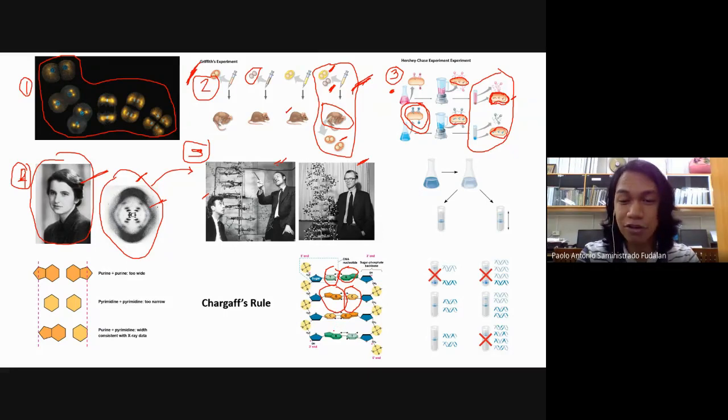The number of hydrogen bonds between adenine and thymine is 2, two hydrogen bonds as shown here at the bottom, while the hydrogen bonds between cytosine and guanine are 3. Okay, so that's a thing to remember. And there is also this discovery that yes, indeed, it's purine paired with pyrimidine. Otherwise, if it's pyrimidine to pyrimidine, it will be too narrow. And if it's purine to purine, it will be too wide for the DNA molecule.